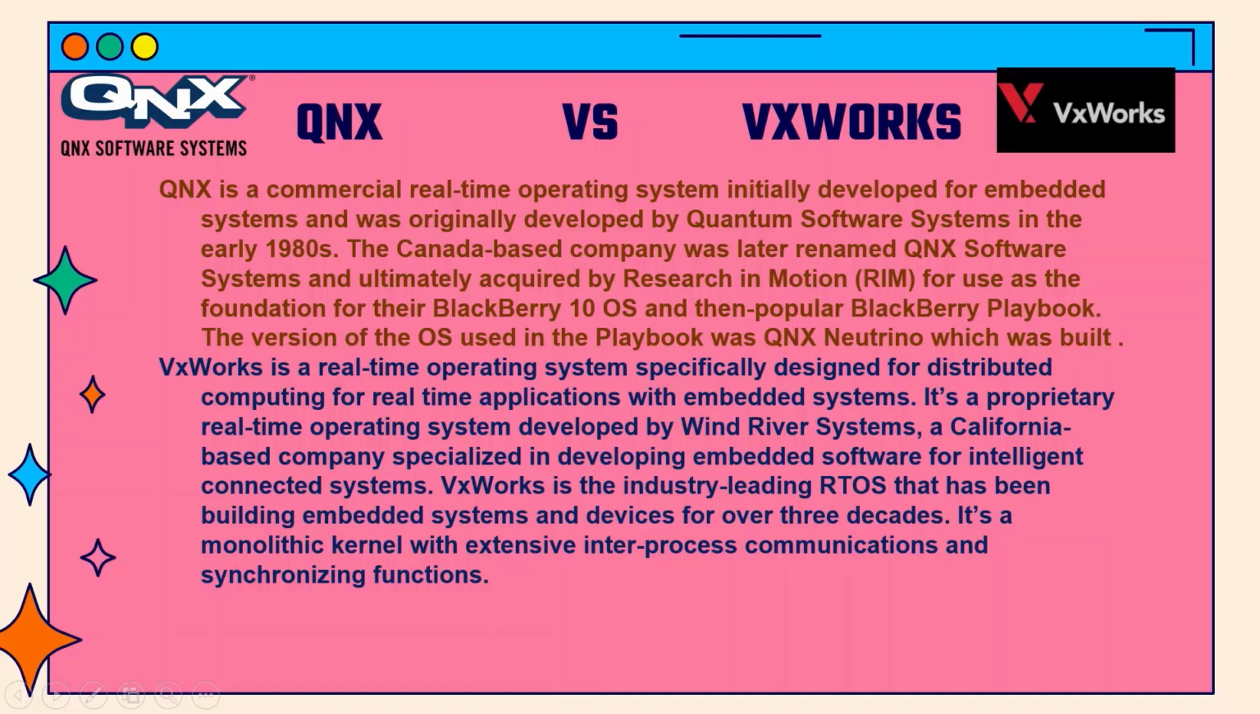VxWorks is a real-time operating system specially designed for distributed computing for real-time applications with embedded systems. It is a proprietary real-time operating system developed by Wind River Systems, a California-based company specialized in developing embedded software for intelligent connected systems. VxWorks is the industry-leading RTOS that has been building embedded systems and devices for over 3 decades. It's a monolithic kernel with extensive inter-process communication and synchronizing features.